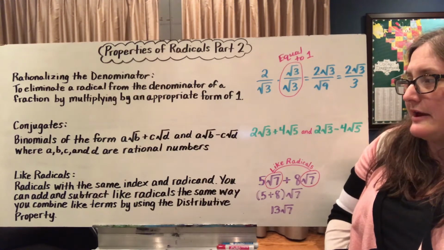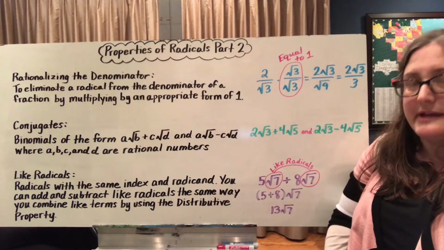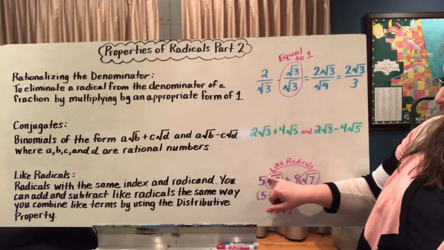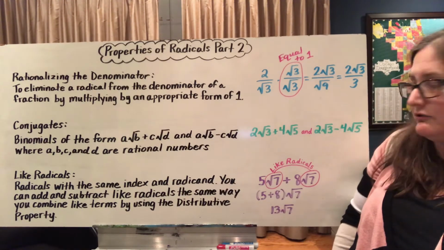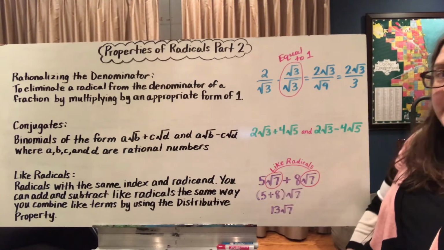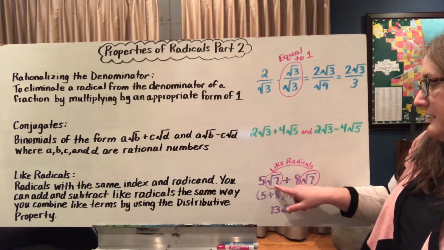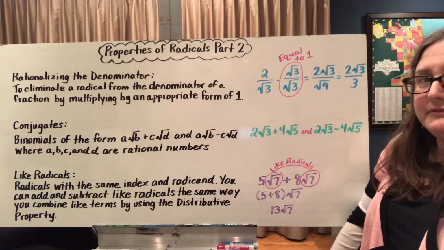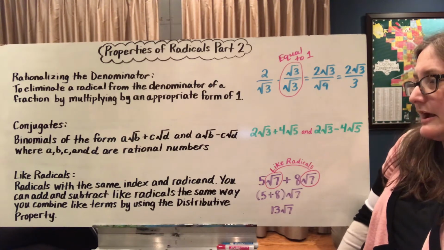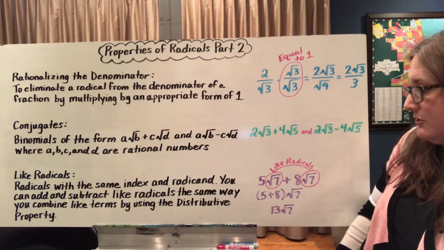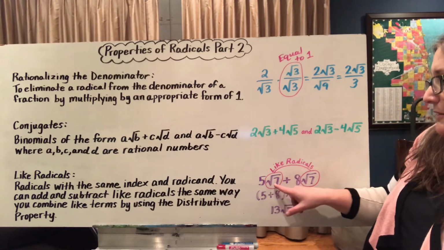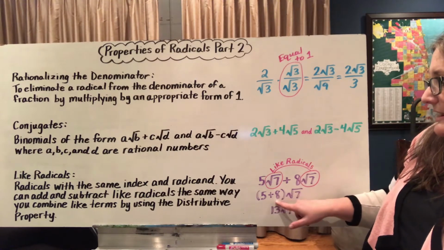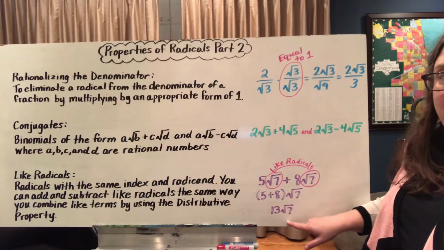Like radicals are radicals with the same index and the same radicand. Now remember, here's your index. In this case, since I'm doing a square root, it's 2. It could be a cube root, something like that. And my radicand here is 7. So these guys are like radicals. When we have like radicals, we can add or subtract them just like we combine like terms. So I have 5 square root 7 and 8 square root 7. So 5 plus 8 gives me 13 times square root 7.